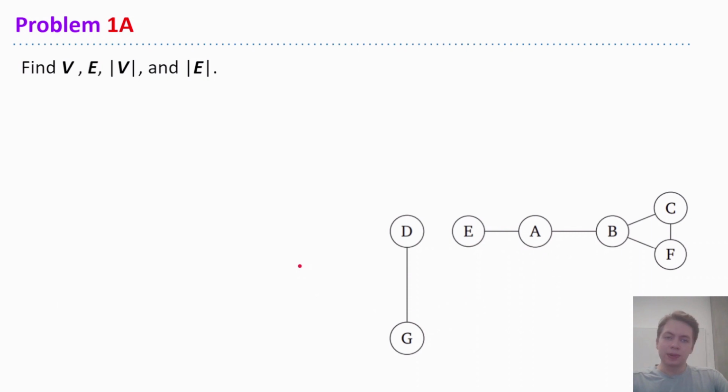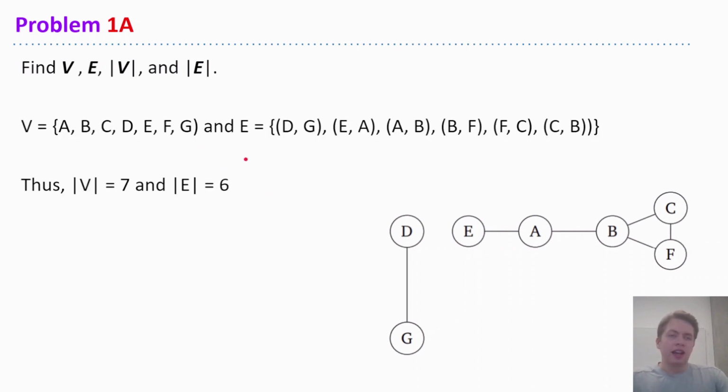How many edges do we have? Well, it looks like there's an edge from D to G, E to A, A to B, B to C, C to F, and F to B. And because this is an undirected graph, we can also flip the order of two vertices in an edge and it won't change anything, because there's no difference between an edge coming out of a vertex and an edge going into a vertex since this is an undirected graph. However, with directed graphs, we'd have to make that differentiation.